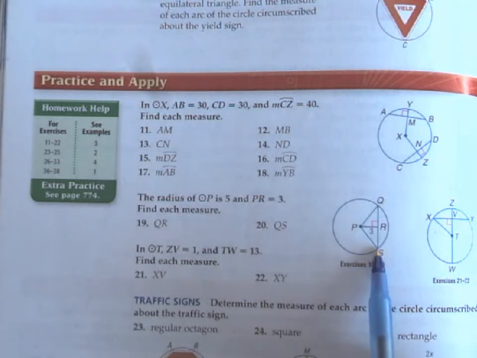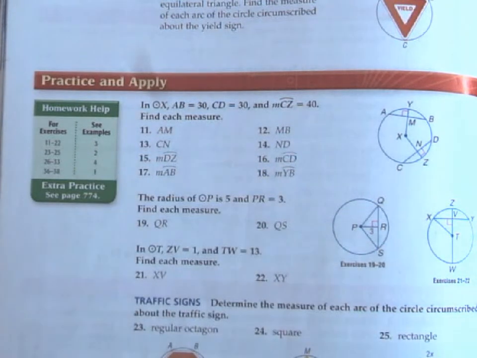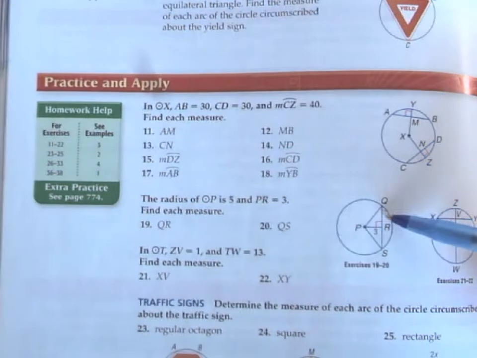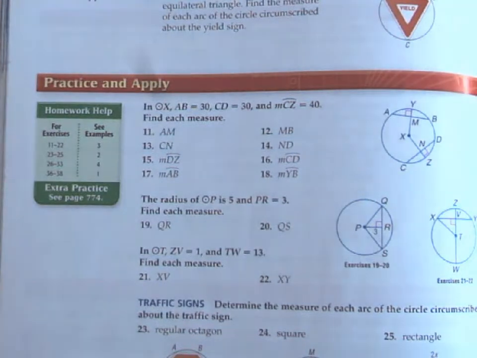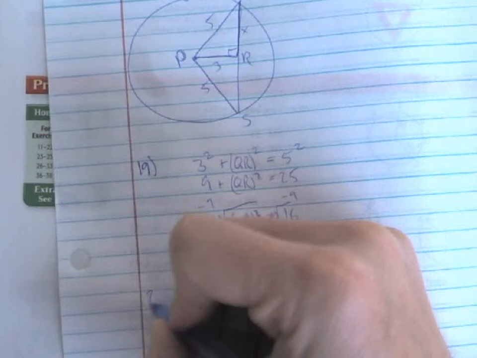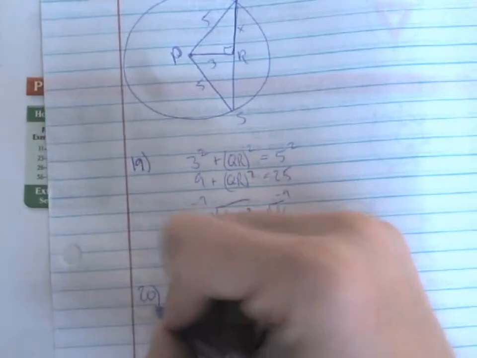It's also going to bisect the arc. We just don't see that. Okay, so we just know that QR and RS are going to be the same length, which means that if we double that length, then we're going to get the length of QS. So let's put some of those ideas down just so we know what's going on.